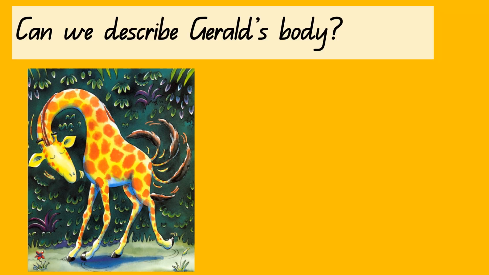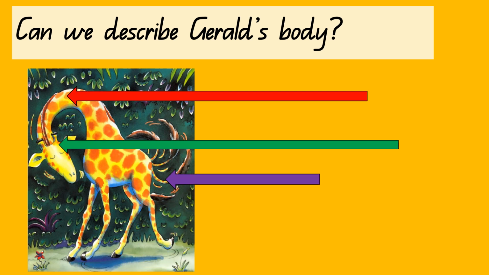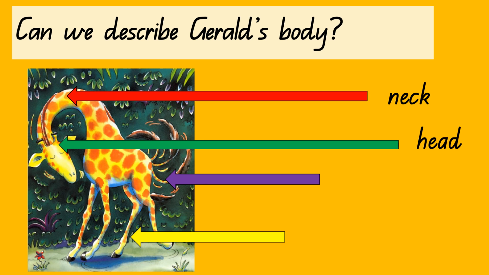Now, we're going to describe Gerald's body. Gerald has a neck. He has a head. He has a tail, and he has legs.